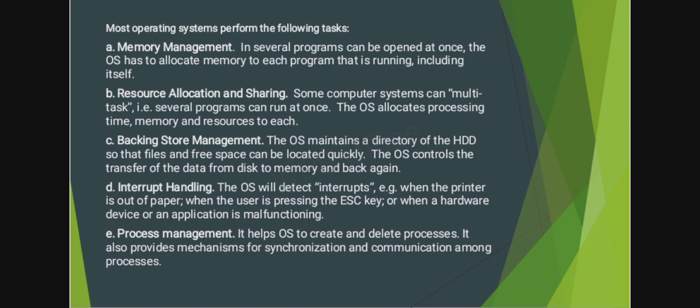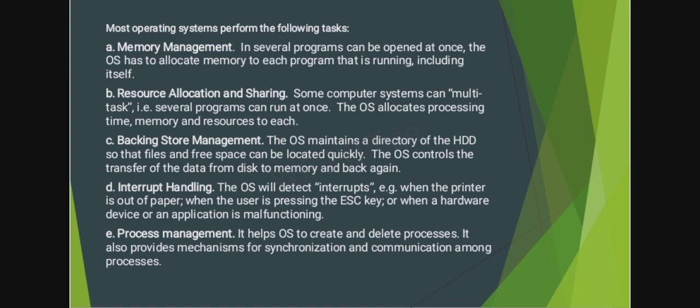Next is backing store management. The OS maintains a directory of the HDD so that files and free space can be located quickly. The OS controls the transfer of the data from disk to memory and back again. Next is interrupt handling. The OS will detect interrupts when the printer is out of paper, when the user is pressing the escape key, or when a hardware device or an application is malfunctioning.